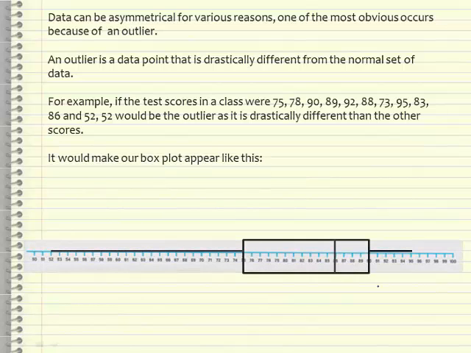And our box plot would look like this. So as you can see, we're not symmetrical. This whisker is much longer than that whisker, and our quartiles aren't the same size. There's our outlier.